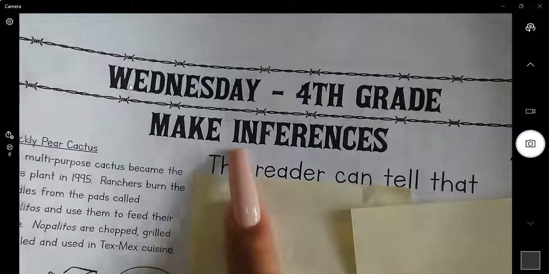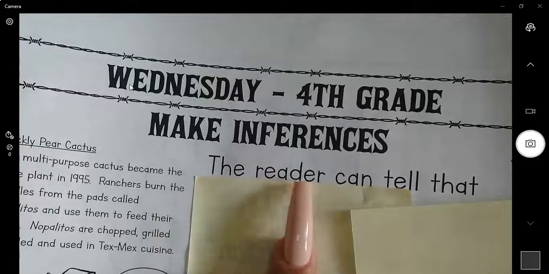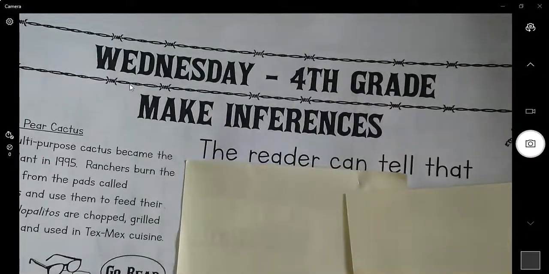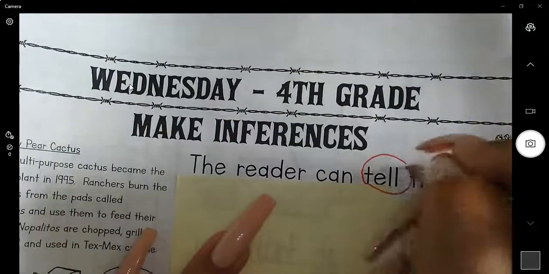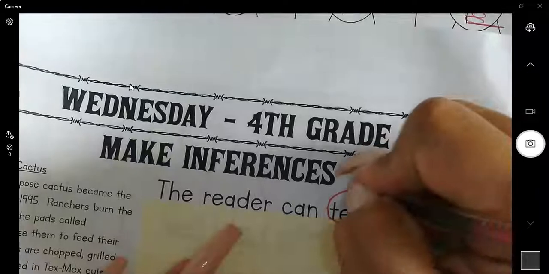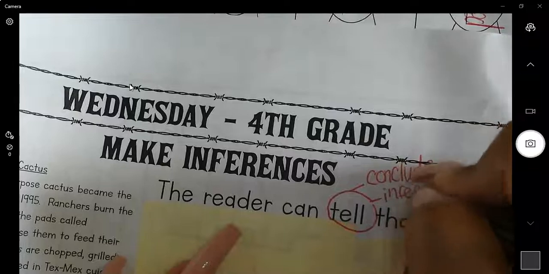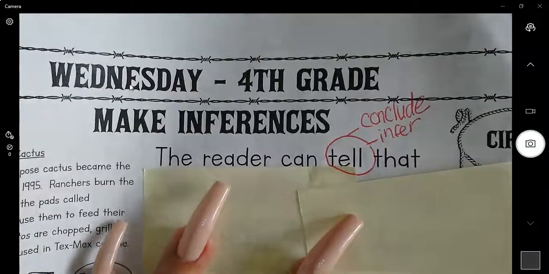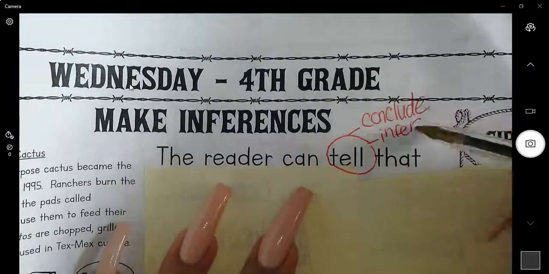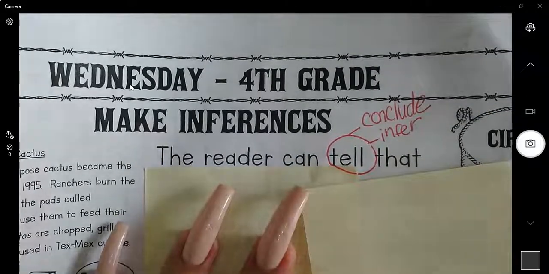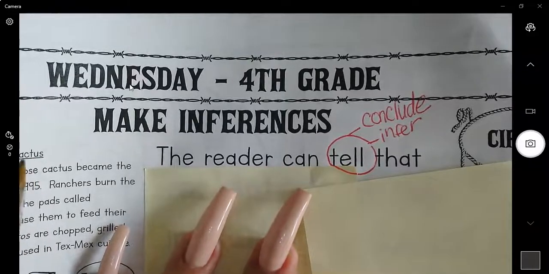Today is Wednesday, so today we're going to be doing some inferences. So the first sentence I see is "the reader can tell." I want you to go ahead and circle the word tell. And I know some synonyms, remember synonyms means the same, would be to conclude. It would also be infer, because in your mid-module, you're actually going to see this word a lot. It means the same thing. All those three words, boys and girls, mean the same thing. You got to infer, you got to conclude, you got to tell. How do you do that? Well, you do that with textual evidence.